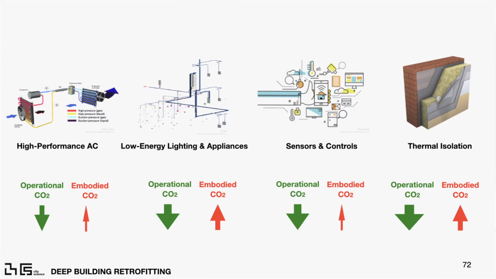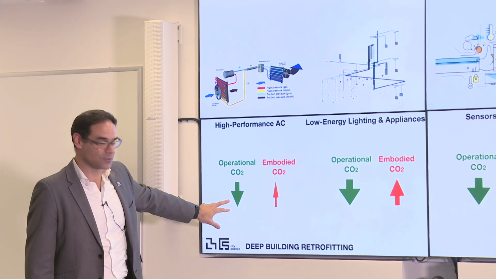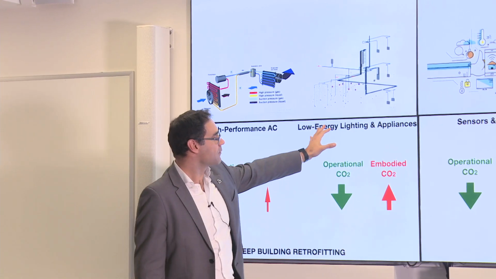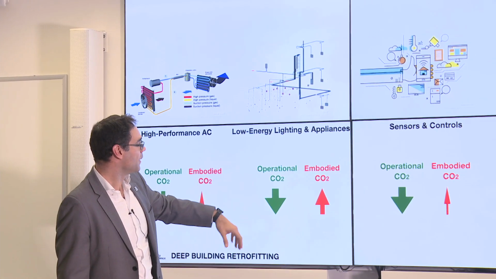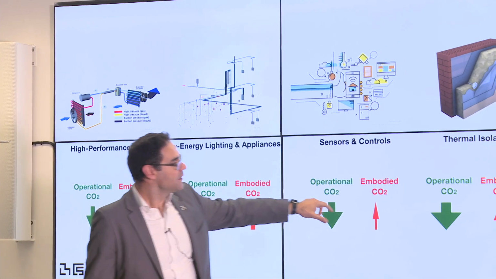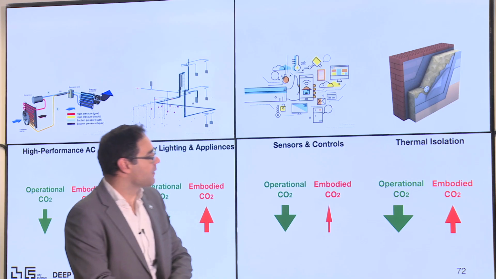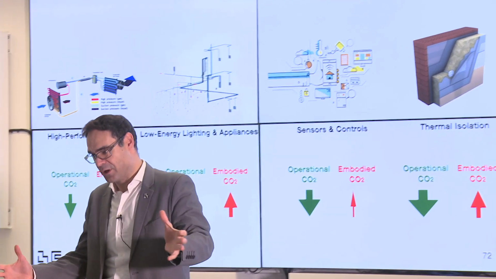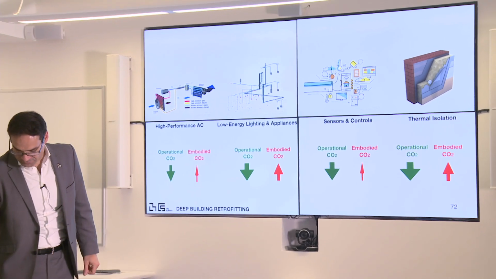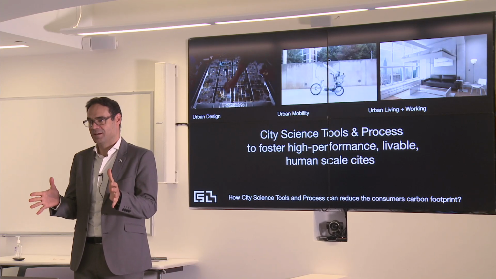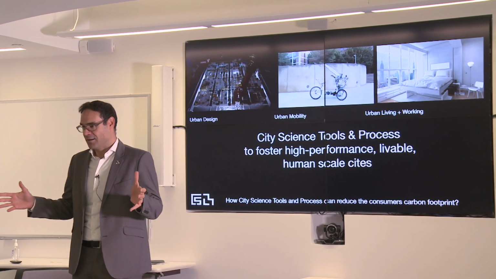So what we are doing is making air conditioning more efficient, so the operational CO2 is lower, but the embodied CO2 is higher. Also, you are removing some systems to make it more efficient, and the light, etc. Same thing, smart, but also the thermal isolation again. So you are reducing a lot the operational, but you are bringing more embodied CO2 because you are bringing materials to the building.